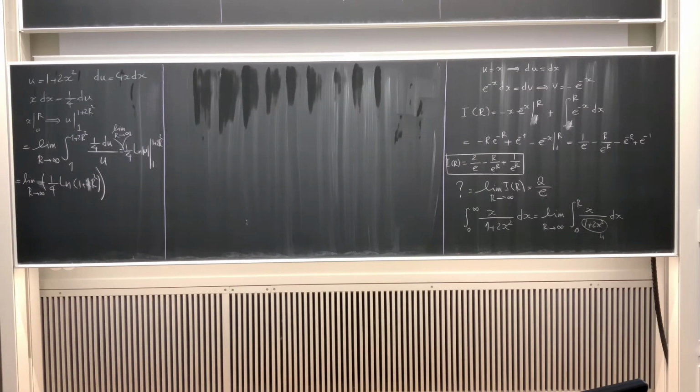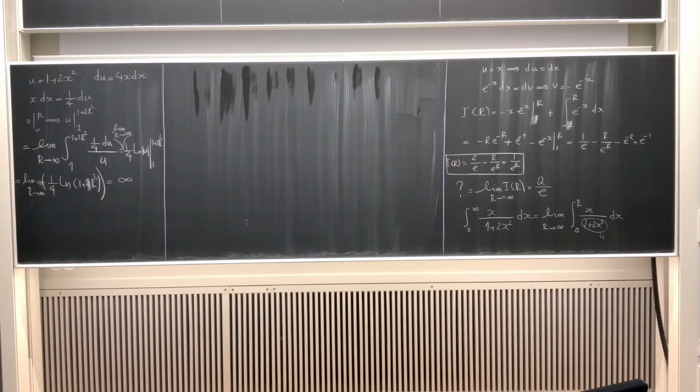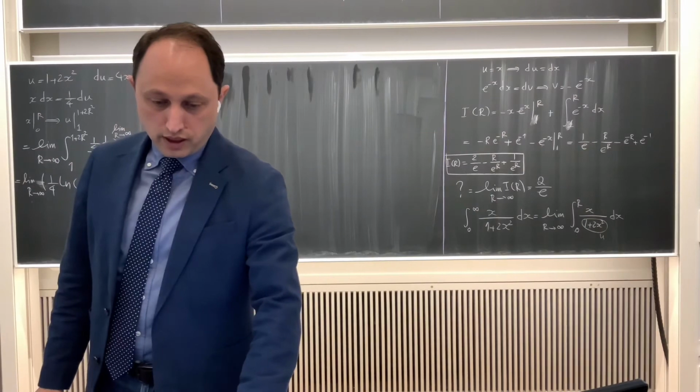What is this limit now? The limit of 1/4 of ln of this expression when r goes to infinity. So this becomes ln of infinity, and ln of infinity is infinity. So this integral diverges to infinity. Okay, let me also go to the next problem here.